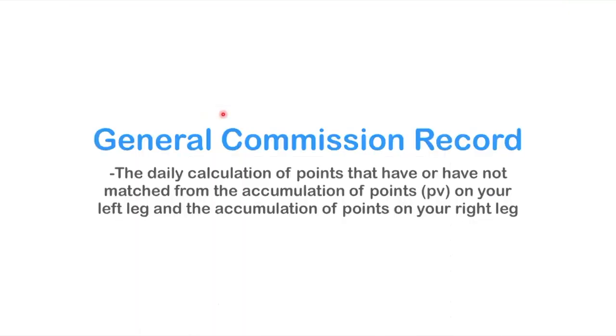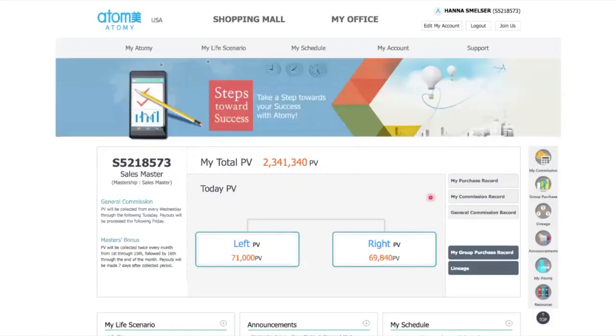General commission record. This is the daily calculation of points that have or have not matched from the accumulation of points, or PV, on your left leg and the accumulation of points on your right leg. What does that mean? We're going to go into that. To access this tab, it is the third button on the My Office tab, and we're skipping the second one for right now. We're going to understand that a little more here in a minute.